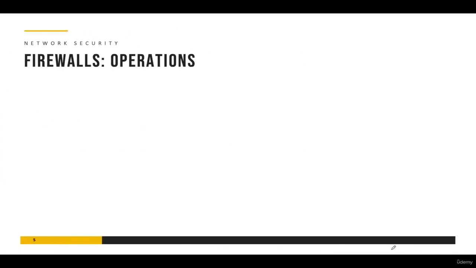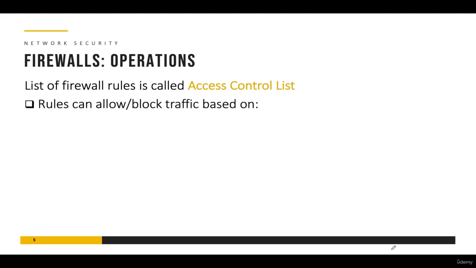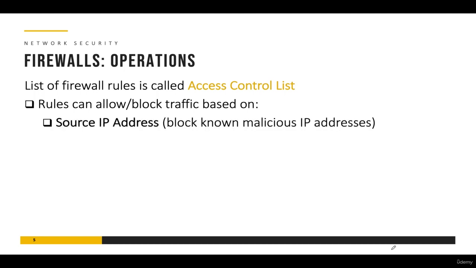Now let's have a look at firewall operations. The list of firewall rules is called an access control list. Rules can allow or block traffic based on several factors, such as source IP address. You should make sure that known malicious IP addresses are blocked. There are lists available on the internet of known malicious IP addresses, and you should add those.